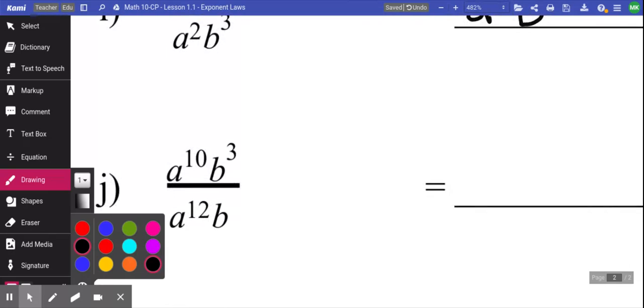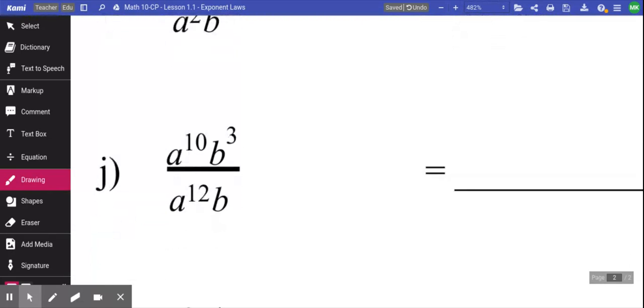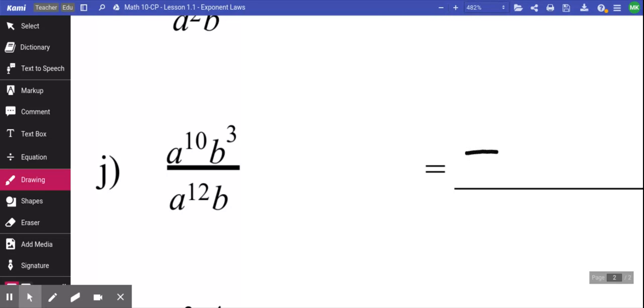Wonderful. The next one. We start to get into our problem of there's more on the bottom than the top. So when there's more on the bottom than the top, your answer has to go on the bottom. So for instance, I look at these a's. If I have 10 a's on the top and they battle those 12 a's on the bottom, the bottom wins. So the bottom would still have the letter A, and it would have 2 of them. So that's a to the power of 2.